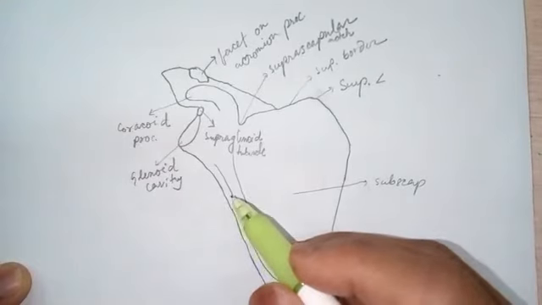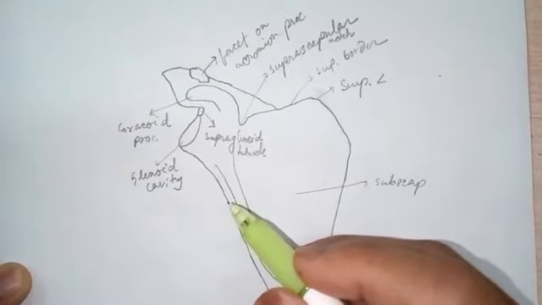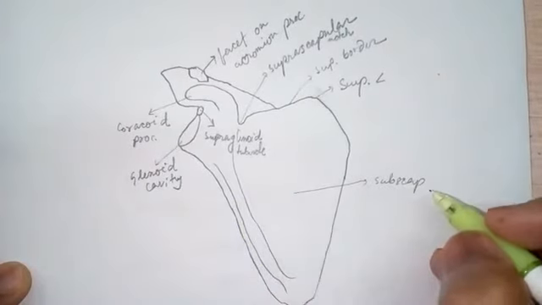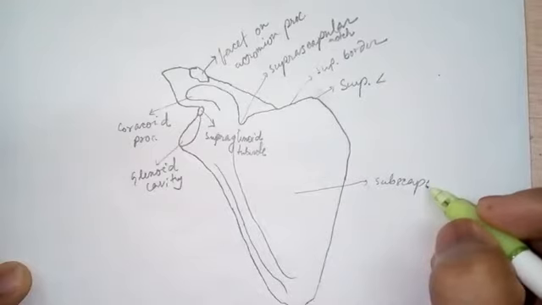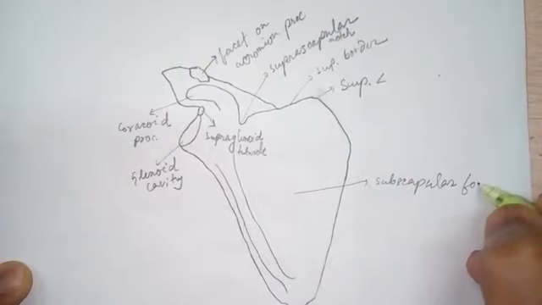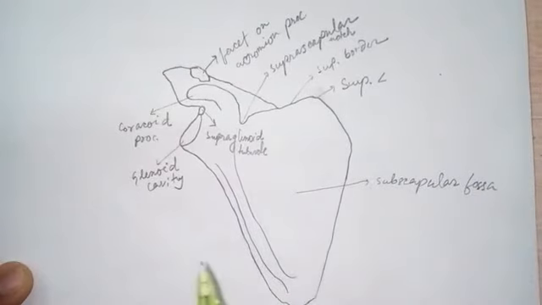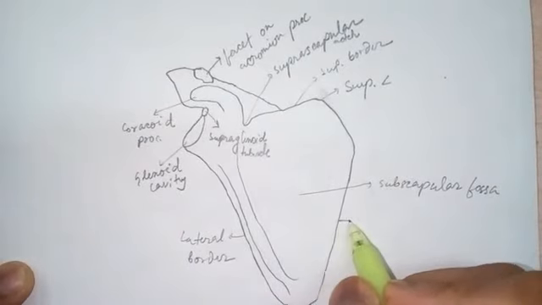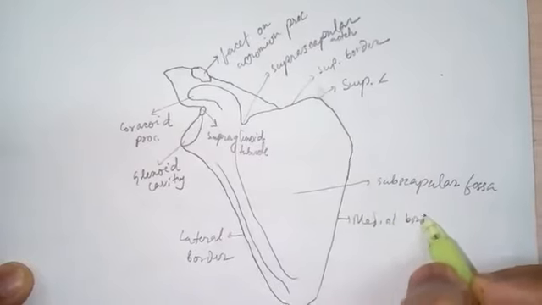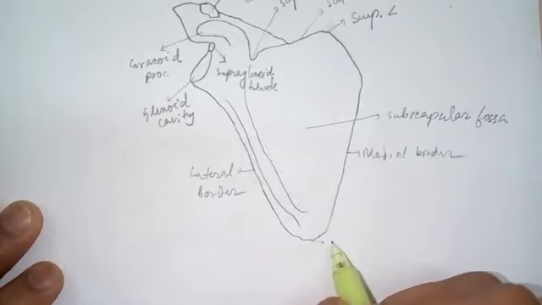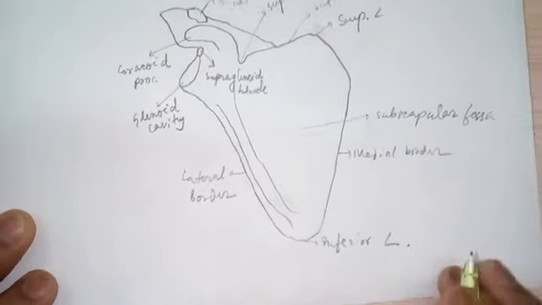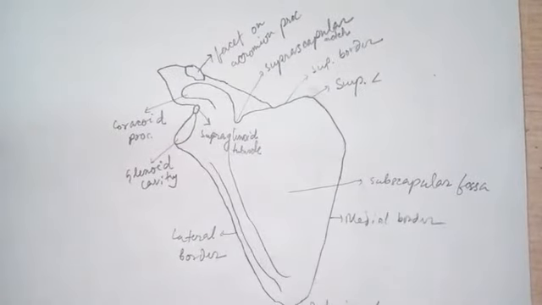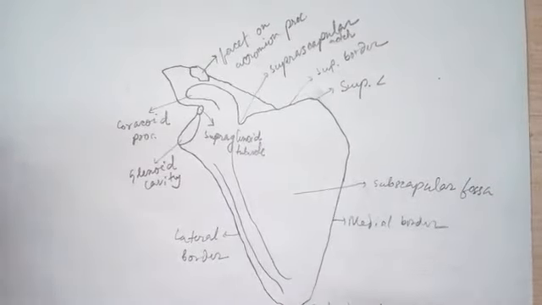On the dorsal surface it was divided into two by the spine of the scapula, the spinous process, but here it is the whole subscapular fossa, and the subscapular fossa is the area of the subscapularis muscle. And lateral border here, the thicker one, and this is the medial border, and lastly here this is the inferior angle. That is all about the basic features, and we are coming to the attachment of the muscles starting from the dorsal surface.